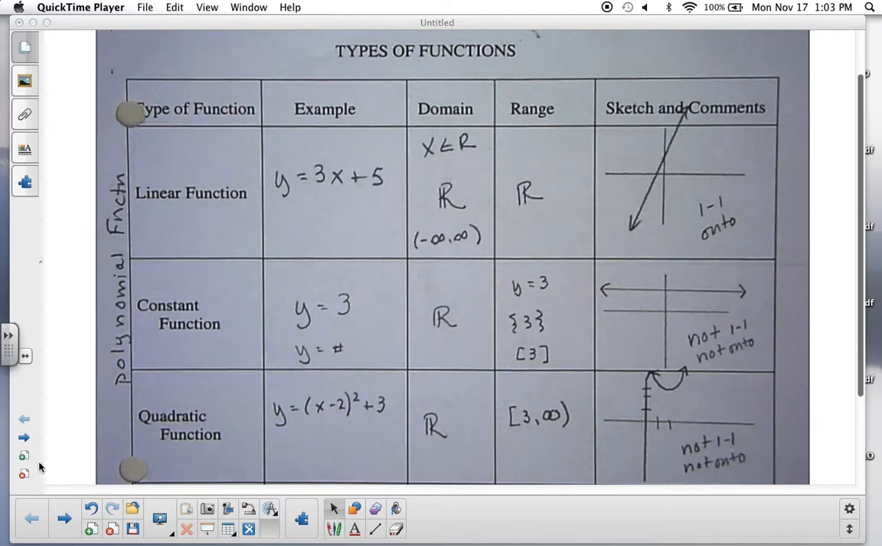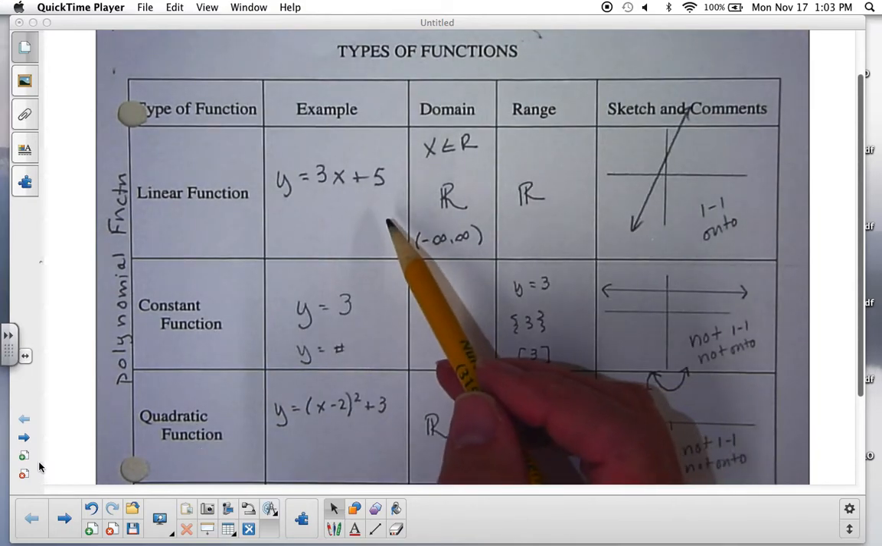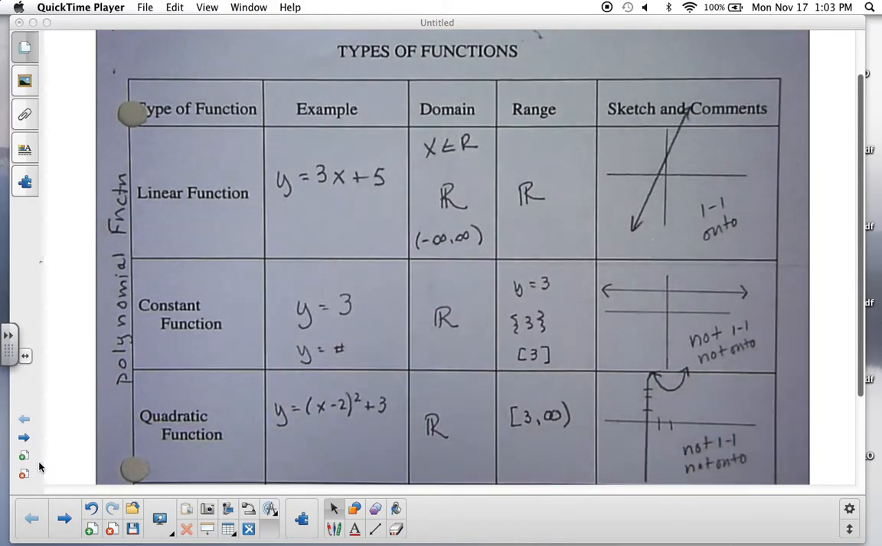You know the idea of domain and range, and you know that when they give you an equation, we typically just put it right into the graphing calculator and get a visual look at it. So all this chart does is put all the different kinds of functions in one place just so you can compare and contrast.